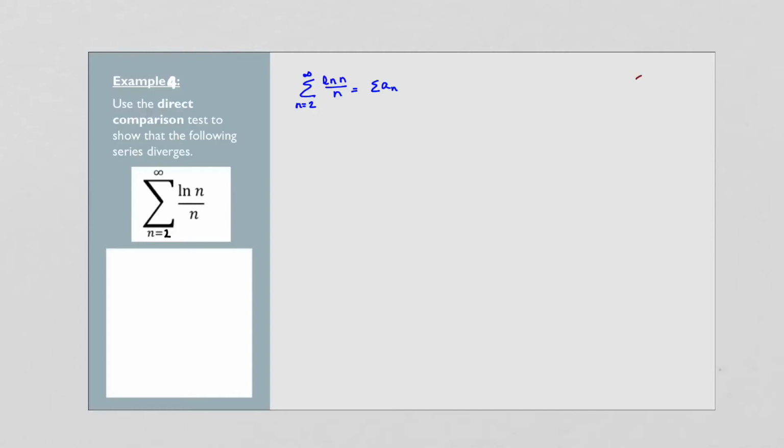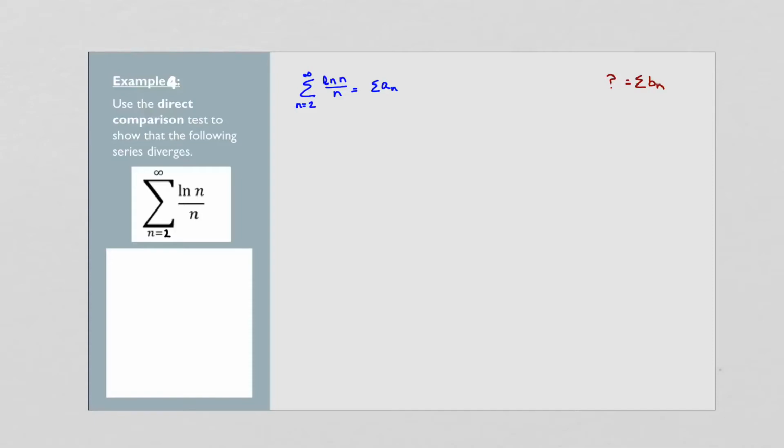We are looking for a series b sub n to compare to. This one's a little tricky again. We had an example earlier with the cosine of n over n squared, while this one has another transcendental function, the natural log of n over n.